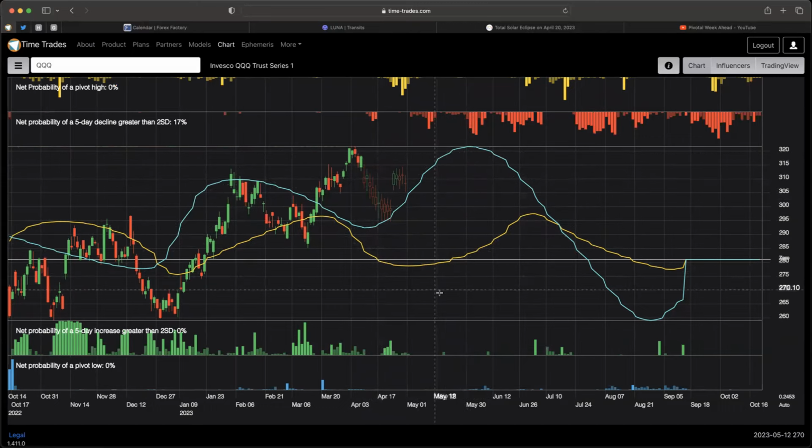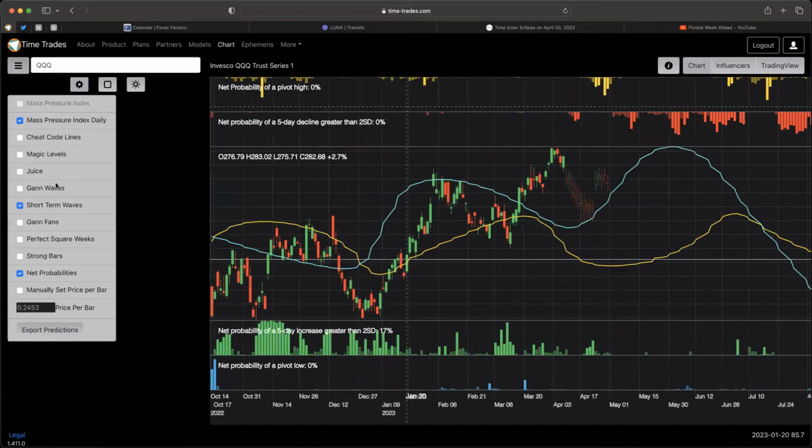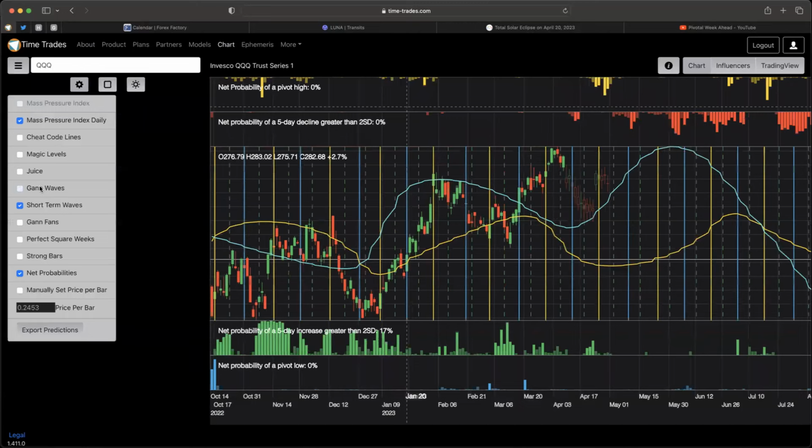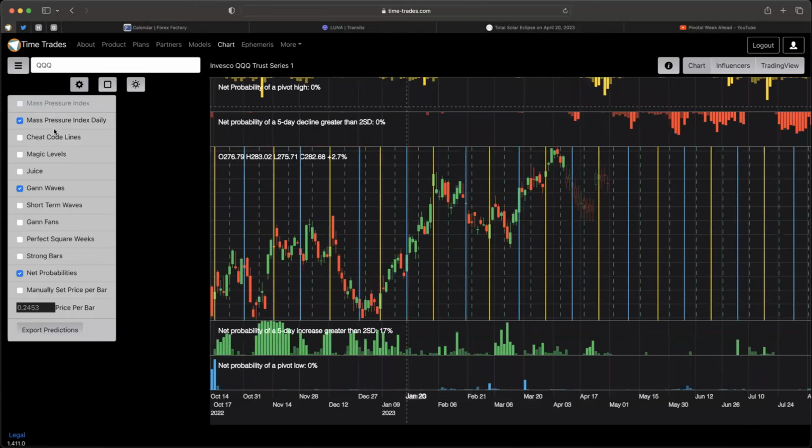So that's really the basis of a lot of the astrology and the timing for a push down over the next couple of weeks. So that's the Mercury and the Venus cycles. So if we take a look at the moon, I always like to look at the moon as well. So let's go and take a look at Gann waves, and we'll turn off a bunch of this stuff.